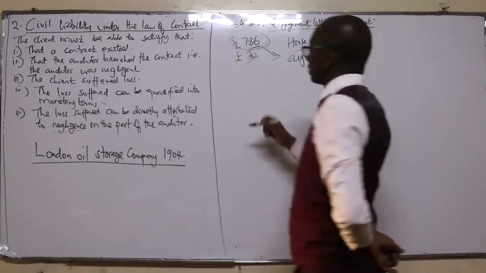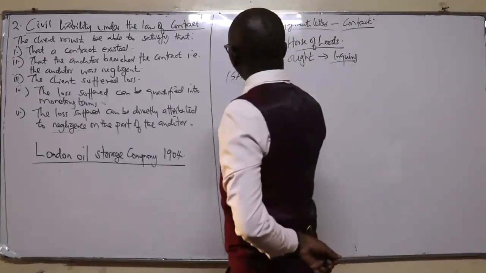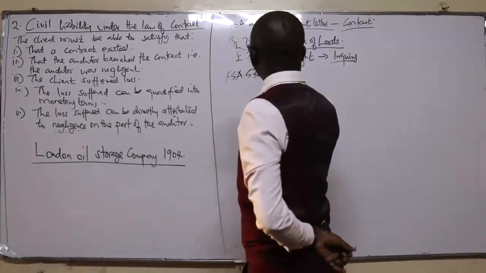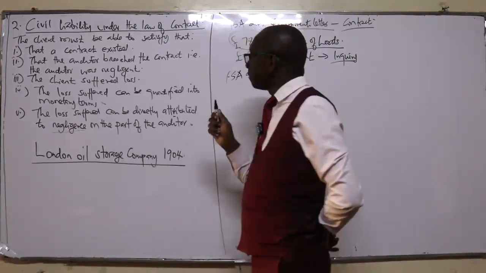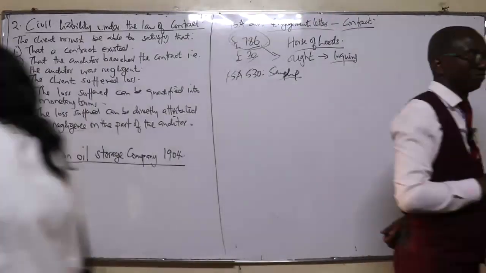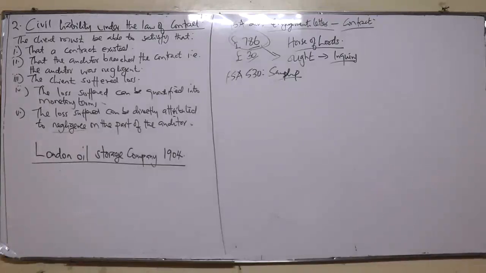It's a very sensitive aspect because ISA 530 discusses sampling. If there is one element you cannot sample, it's cash. Cash, always verify everything.